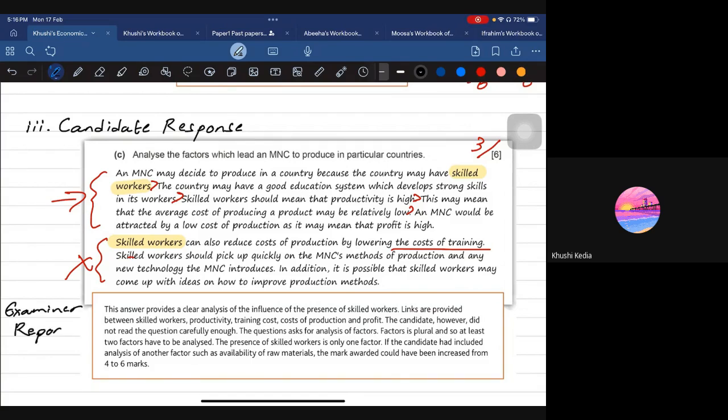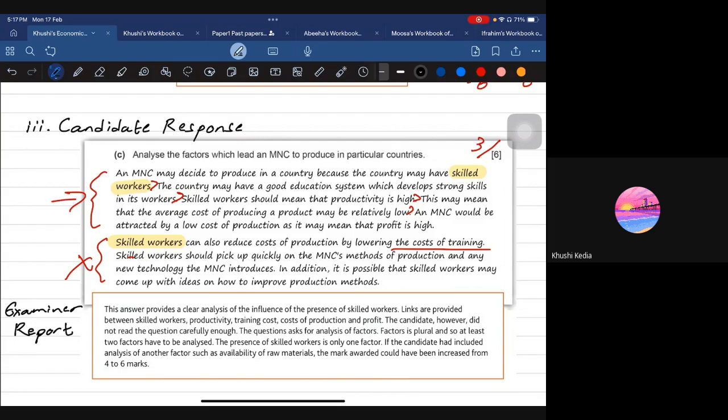So when it says at least two factors, that means we can analyze more than two factors. Could the examiner check, do they just read the first two factors mentioned? They have not specified that you must talk about 2 factors, but I would say it is recommended that you go with 2 points with good chains.